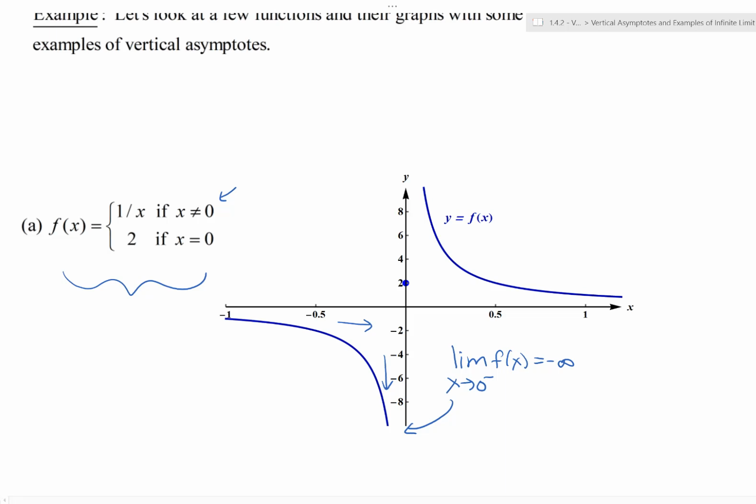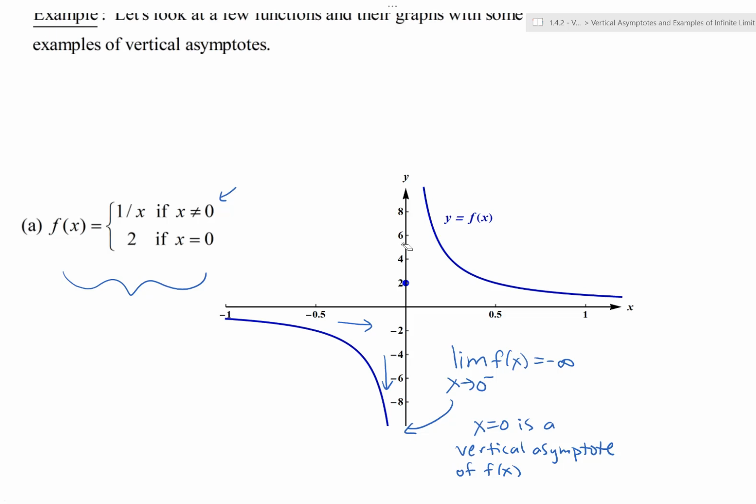That alone is enough to say that x is equal to 0 is a vertical asymptote of the function f of x. That vertical line, so basically that's the y-axis in this picture, right? That line right there, just tracing it in, just so you see it. But that vertical line is a vertical asymptote for this function f of x for that reason.